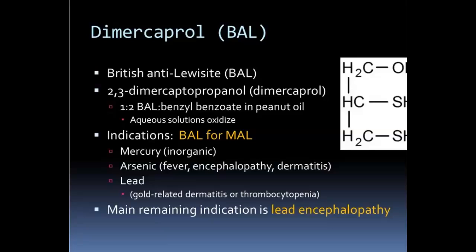The indications are really mostly for lead encephalopathy. That said, there's been a lot of use in the past. There is some potential use for inorganic mercury and also for specific arsenic syndromes. So I want to go through those specific indications and make sure that we're all on the same page as far as what the concerns are, what the issues are with potentially using that in those. But I think the take-home is that BAL is generally used for lead encephalopathy or severe lead toxicity.